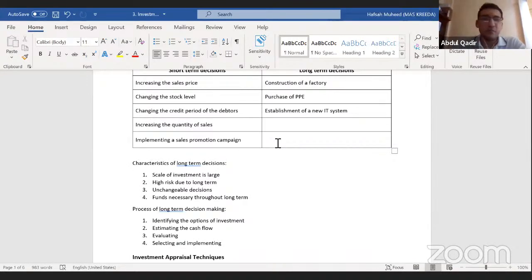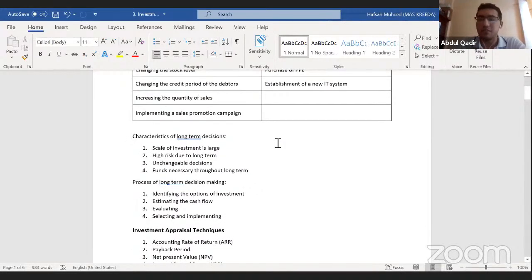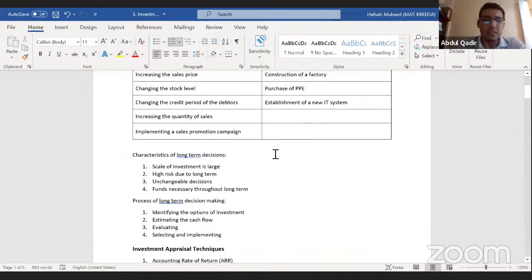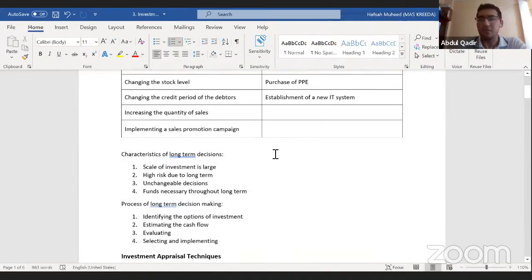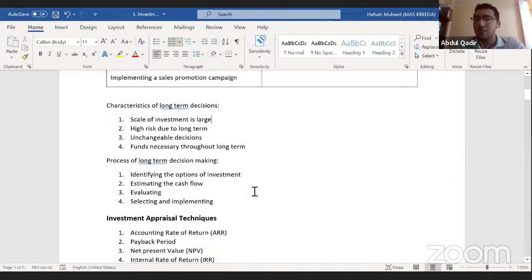That should be fine. Characteristics of long-term decisions: what's the main difference between short-term and long-term decisions? When it comes to long-term decisions, like I said, the scale of investment is very big, which is why you need to carefully evaluate when taking these decisions. I know sometimes these might seem very obvious, but some of these can be tested in your paper 1 in the MCQs or in the writing section. So that is why some of these points are very important.